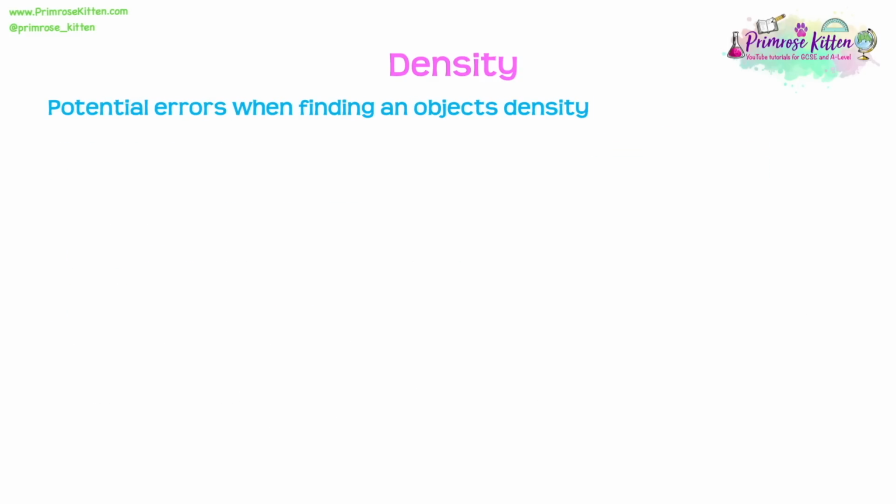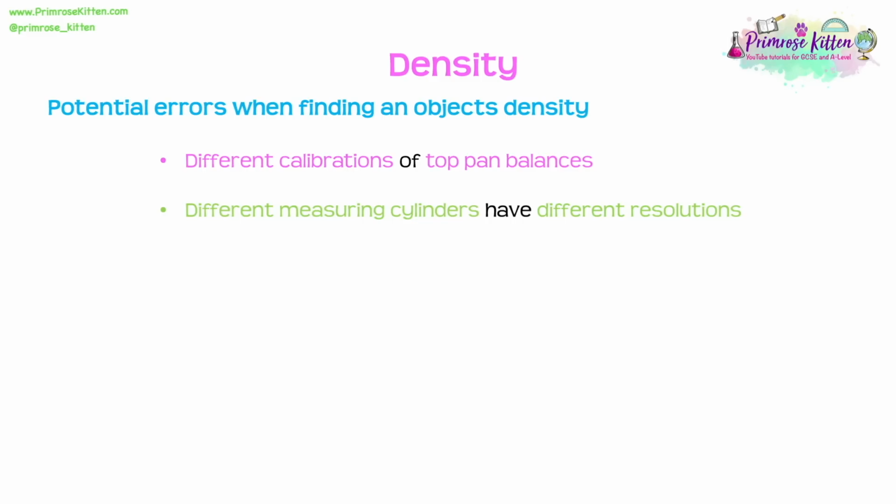We need to consider some potential errors that might arise when we find an object's density. Firstly, let us consider that different top-pan balances being used by different people may have different calibrations. This could result in an error in measuring the mass. Also, we need to consider that different measuring cylinders might have different resolutions. One measuring cylinder might measure things to the smallest 1 centimetre cubed, another might just measure it to the nearest 5 centimetre cubed. That's the difference in resolution, and this could lead to different students getting different answers for those volumes.